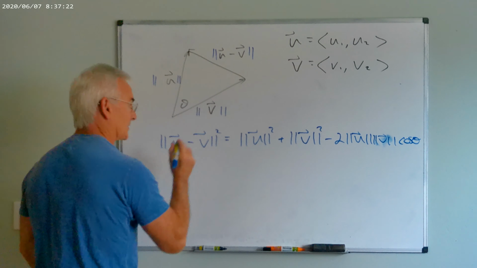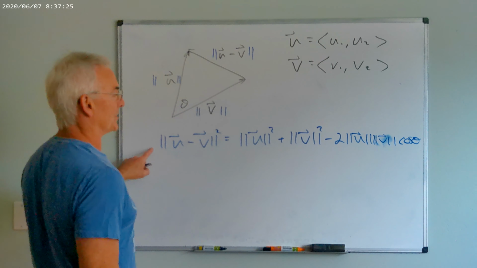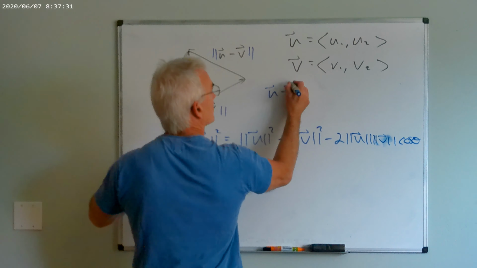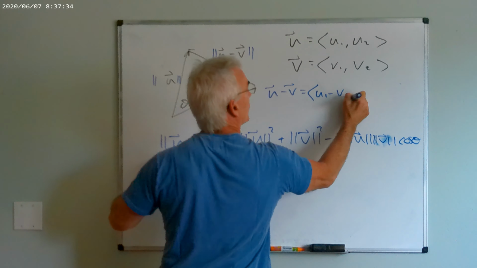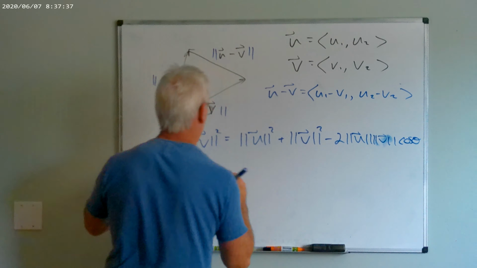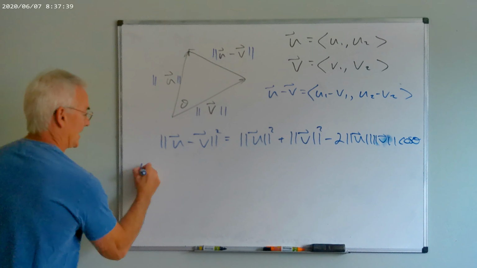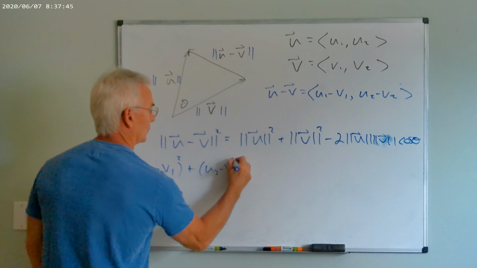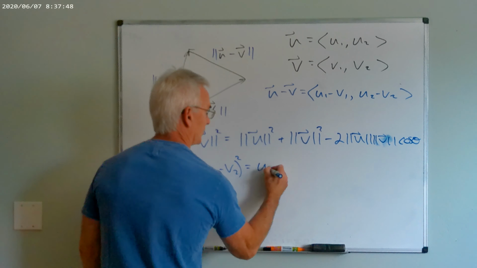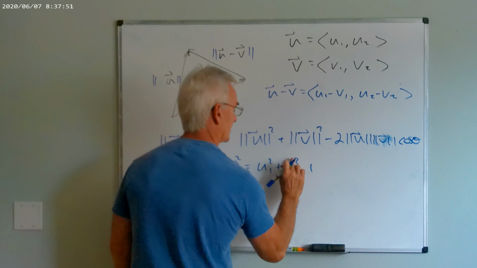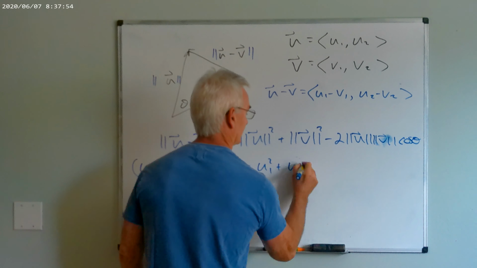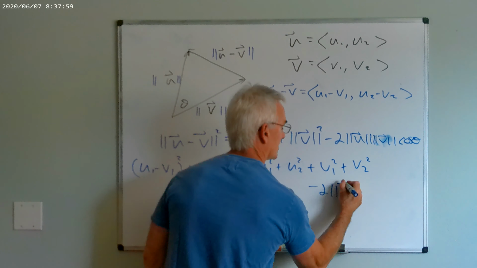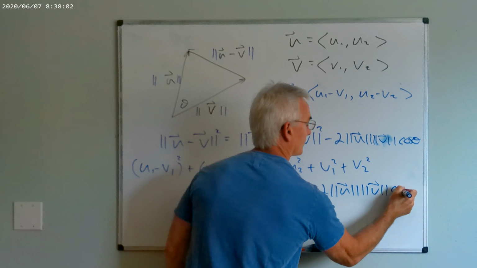So what we want to do is put in the components that we know. Now, u minus v is simply u1 minus v1, comma, u2 minus v2. So when I square this length, I'm going to have u1 minus v1 quantity squared plus u2 minus v2 quantity squared. Here I'm going to have simply u1 squared plus u2 squared, plus v1 squared plus v2 squared, and then minus those products here.